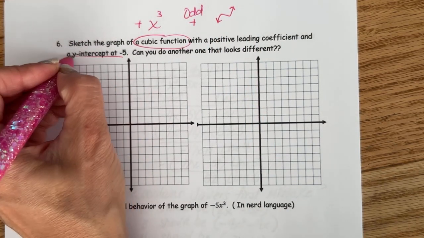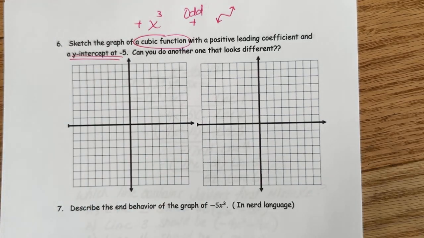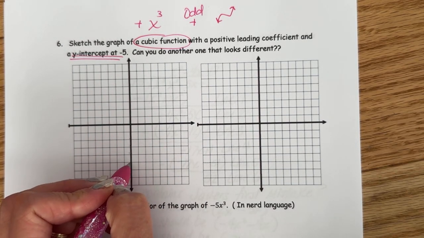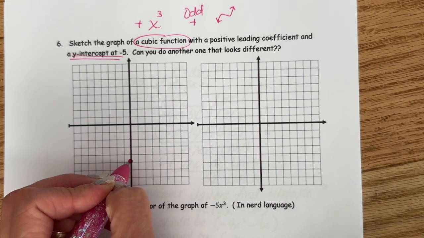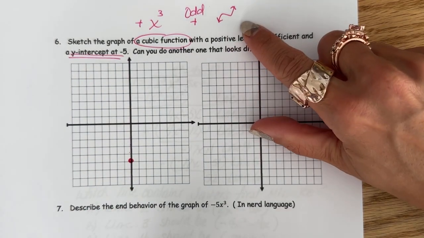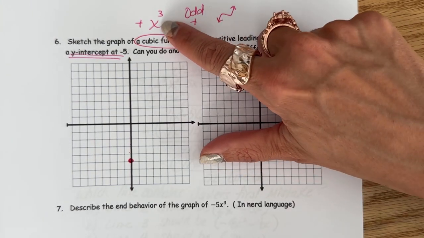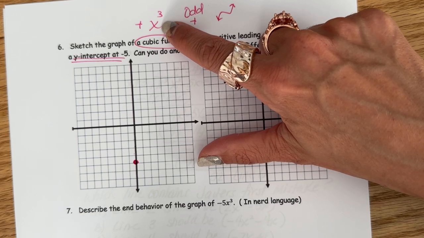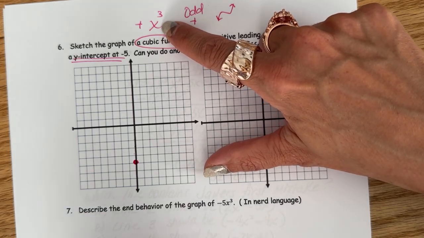Now, it does say it has to have a y-intercept of -5. So that means it has to go through the y-axis at -5. So plot a point there. And it's odd degrees, so we know it's got to go down on the left, up on the right. Just because it's a third degree doesn't mean it has to go through the x-axis 3 times. It just has to go a maximum number of times at 3.